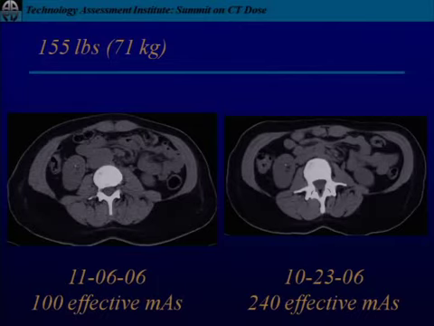And here's an example. This is the initial CT, which shows a 1 to 2 millimeter calyceal tip stone in the lower pole of the right kidney. And then here's the follow-up exam just a couple of weeks later, and you can see the same stone.